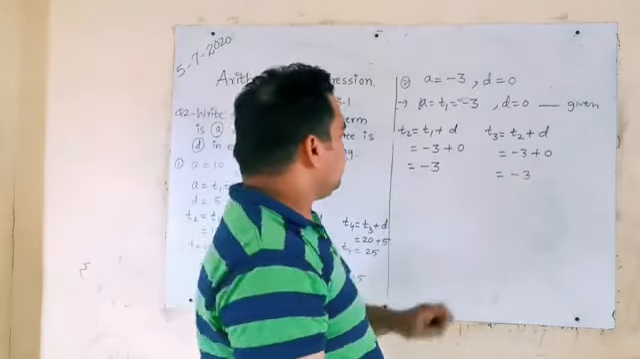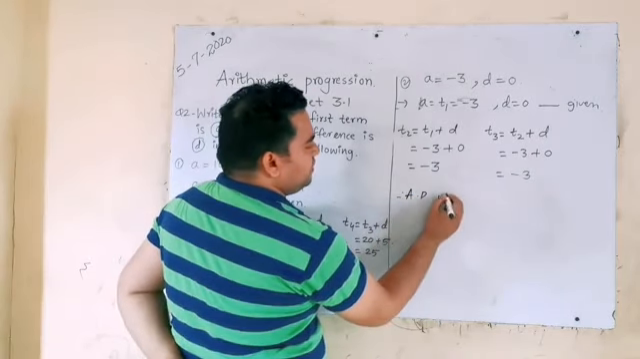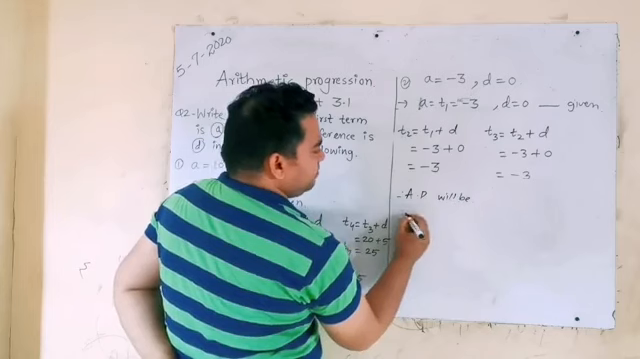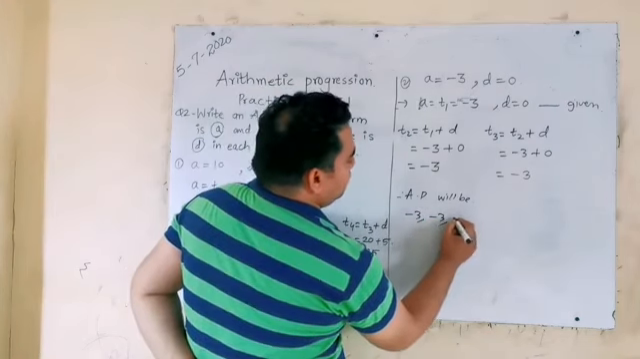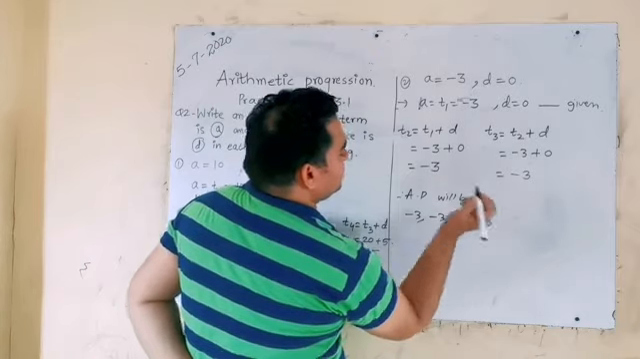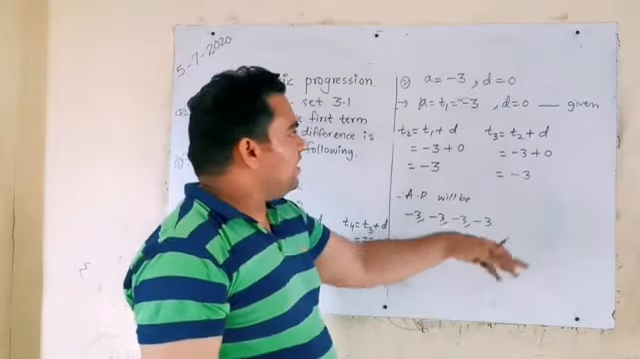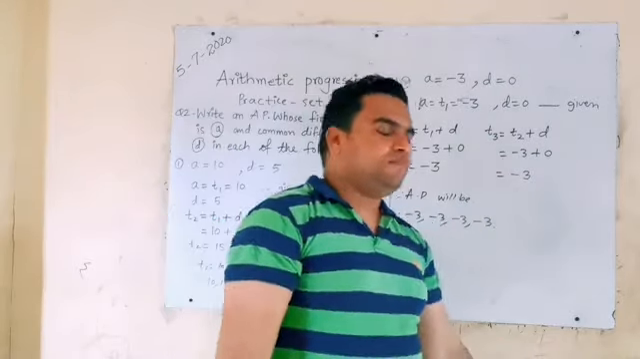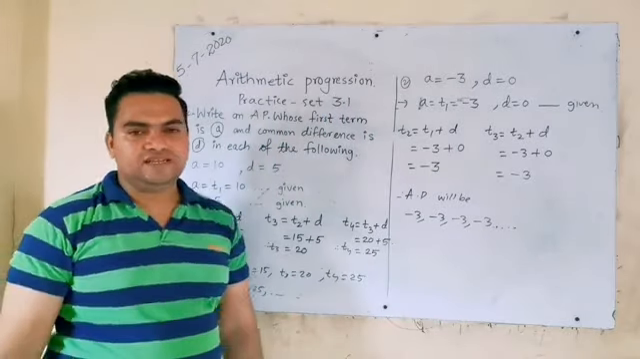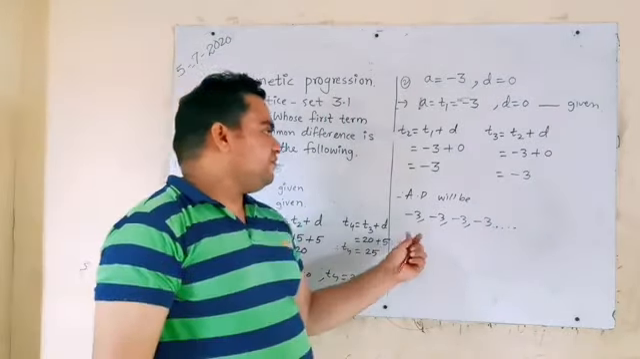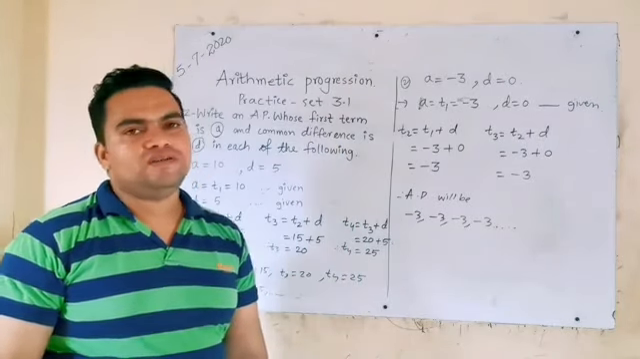Can we see what the arithmetic progression will be? Therefore the AP will be the same: minus 3, minus 3, and minus 3. As we have solved T2 and T3, as we move forward the answer will keep on coming the same. So the AP will be minus 3, minus 3, minus 3. It means the difference between them is 0, that is common, which is constant.